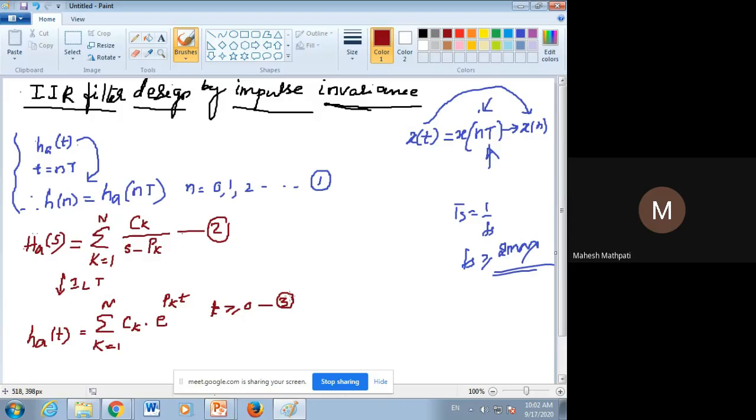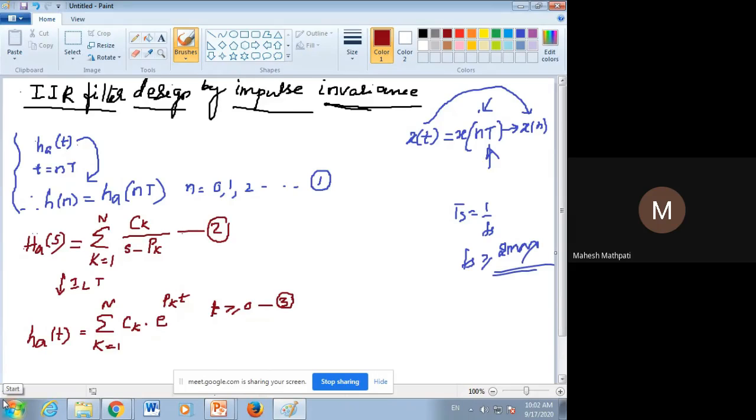So this is what we are calling the analog filter, that is h of t, which is obtained by the inverse Laplace transform of equation 2. Understood? Yes, sir. Now, let's move to the next part.